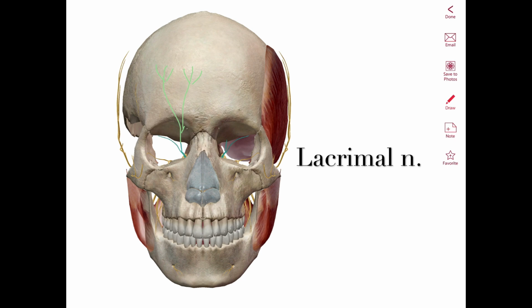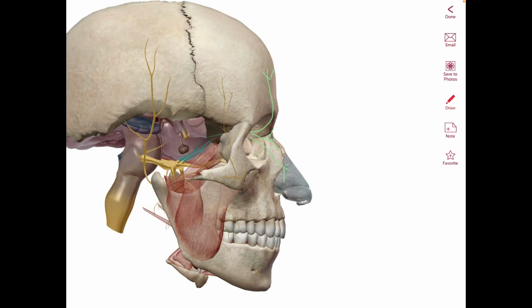The branches of the ophthalmic nerve V1 include the lacrimal nerve, which supplies the lateral part of the upper eyelid, and the supraorbital nerve, which emerges from the supraorbital notch or foramen and supplies the central part of the upper eyelid, the forehead, and the anterior scalp. Other branches include the supratrochlear nerve, which curves around the superior orbital margin, medial to the supraorbital nerve, and supplies the medial part of the upper eyelid and forehead close to the midline.